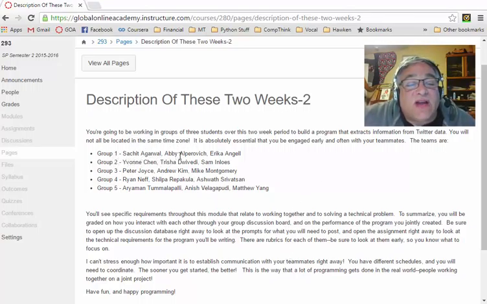In the first group, Sachit, Abby, and Erica are working together. The second group, Yvonne, Trisha, and Sam. Third group, Peter, Andrew, and Mike. Fourth group, Ryan, Shilpa, and Ashwath. Fifth group, Aryaman, Anish, and Matthew.